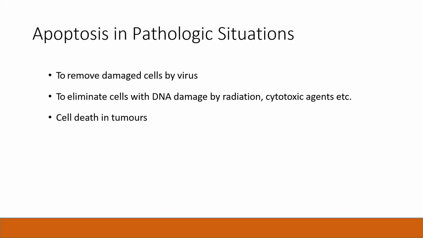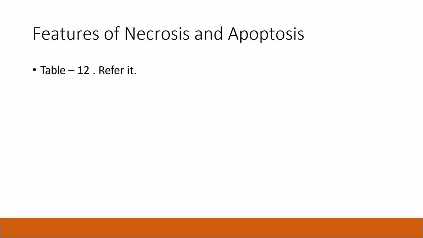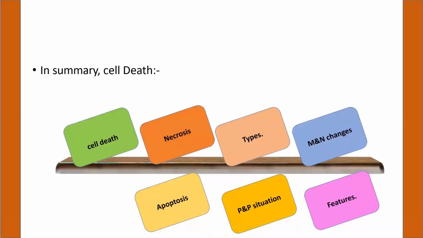Apoptosis in pathologic situations: removal of cells damaged by viruses, elimination of cells with DNA damage from radiation and cytotoxic agents, and cell death in tumors. In summary, cell death: necrosis types, morphologic changes; apoptosis, physiologic and pathologic situations and features.